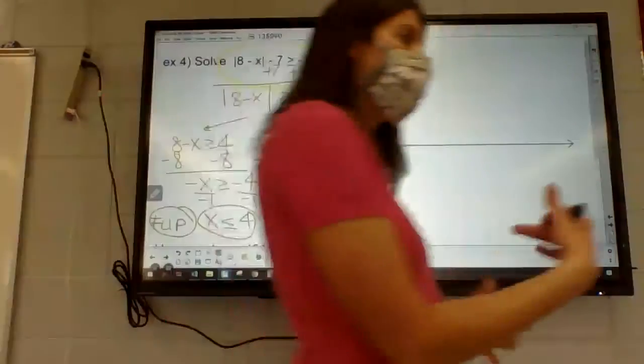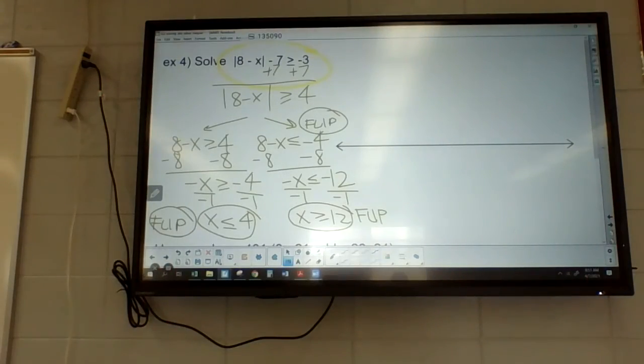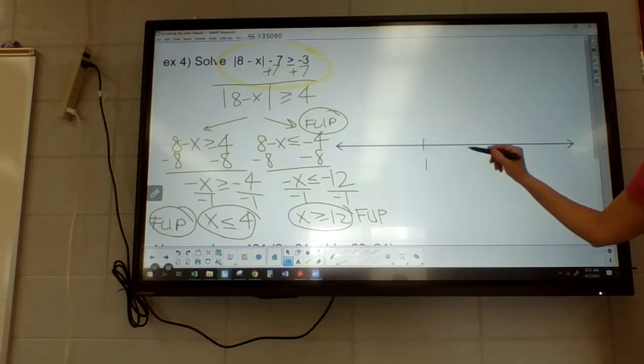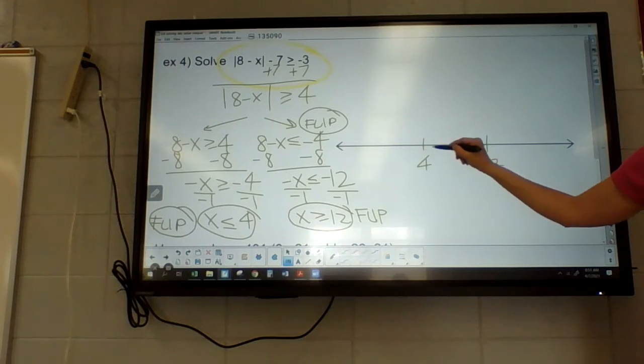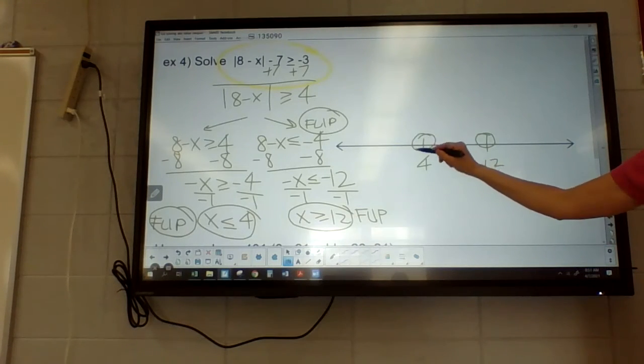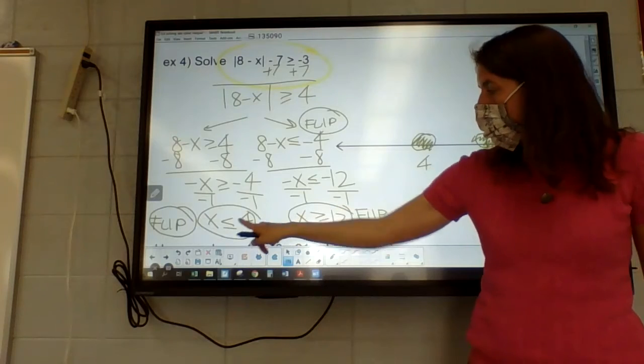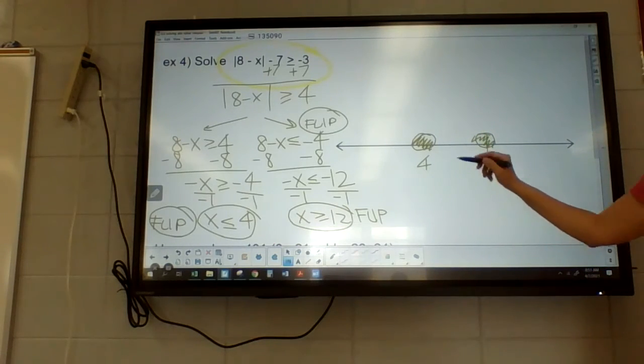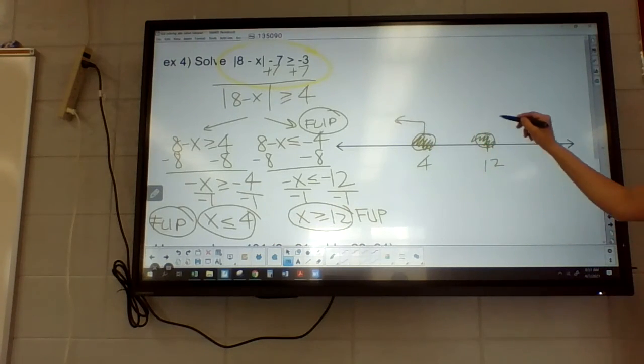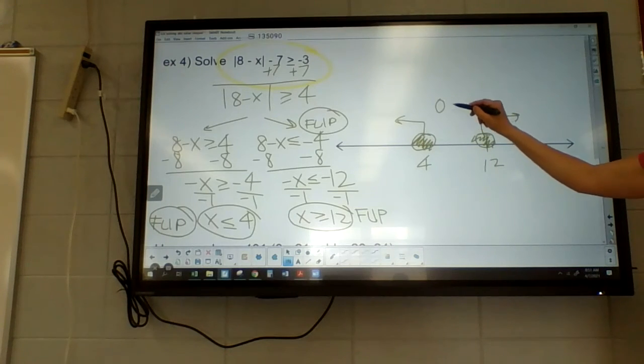And the way you know that you haven't done something totally crazy during the problem is when you go to graph this, it should be an and or an or inequality. The arrows would never be going in the same direction. Now this time it's going to be filled in circles. It's less than 4 but greater than or equal to 12. So this one's another or inequality.